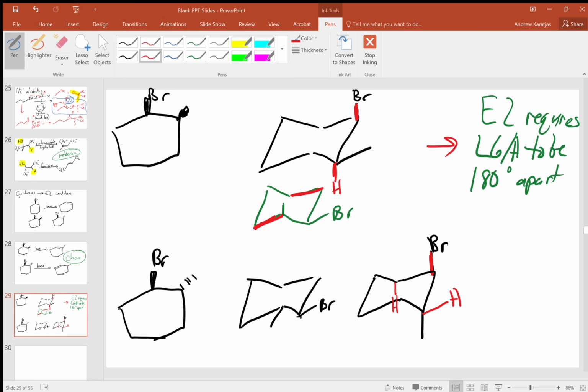So in this specific type of case, we end up with the less substituted alkene, and again that's specifically because in order for an elimination to take place in a cyclohexane ring, the leaving group has to be axial, and the adjacent hydrogen that's being removed also has to be axial. If they're not both axial, they can't be 180 degrees apart, and the elimination can't take place.